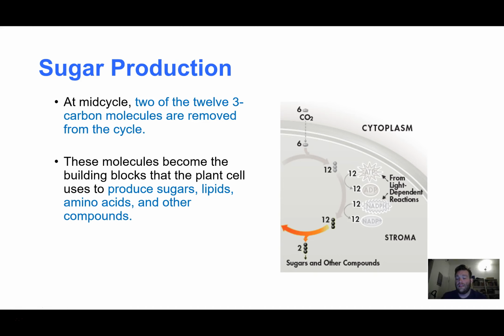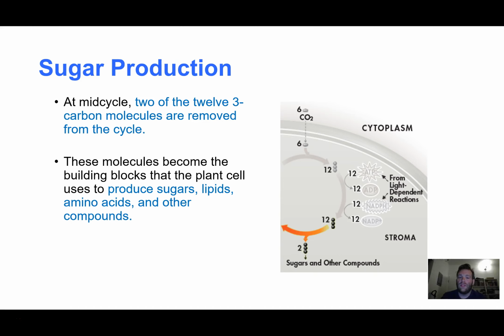So depending upon the needs of the cell, say we have a low concentration of something that the cell needs more of, they'll send signals that trigger the reaction to say, okay, stop, we need more of this. Okay. So what's going to happen is at mid-cycle, 2 of these 12 3-carbon molecules are going to be removed, right? They're just going to be gone.